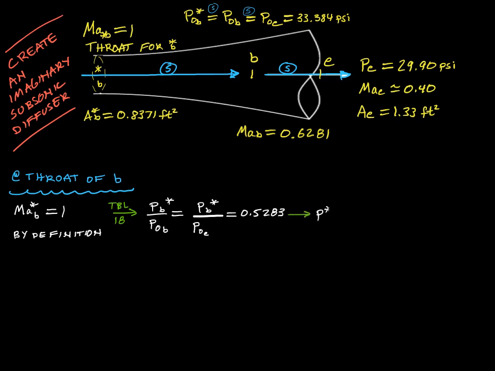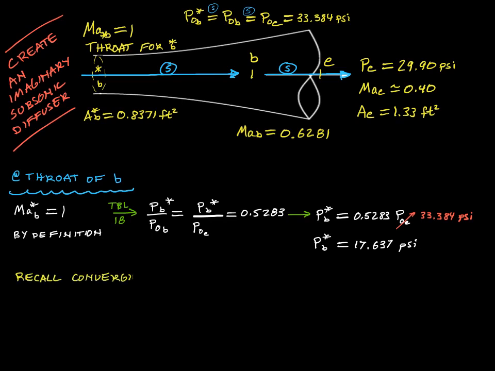We know the stagnation pressure at the exit, again, is the stagnation pressure in the flow, 33.384. And so we can do that calculation, and we can get the static pressure at the throat, which is going to be equal to 17.63 psi. So that's the static pressure right here. It's about 17 or 18 psi here, almost 30 psi at the exit.